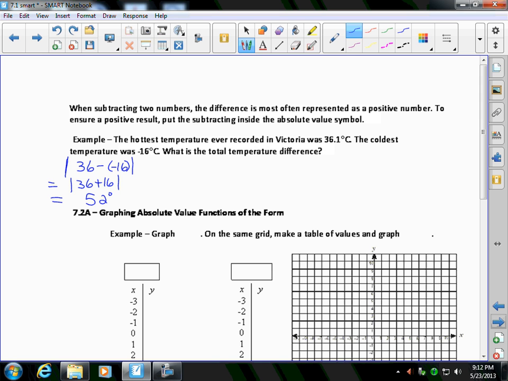The other way to have done it is to put that negative 16 first and then minus your 36. So it's a difference of the two. So this is absolute value of negative 52, which is still 52. So if you put them inside the absolute value sign, then you're always going to get your positive result.